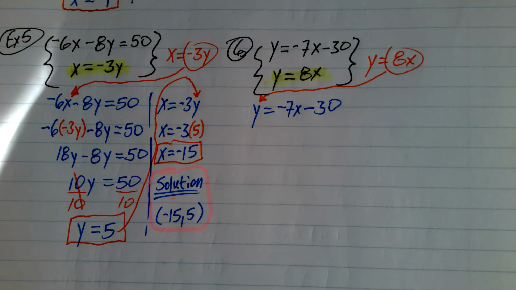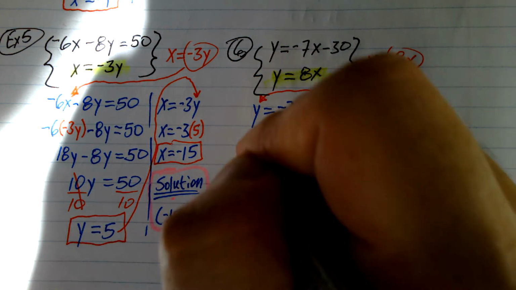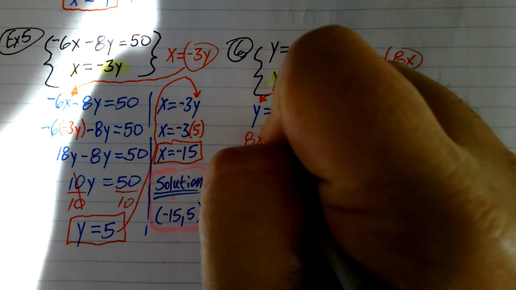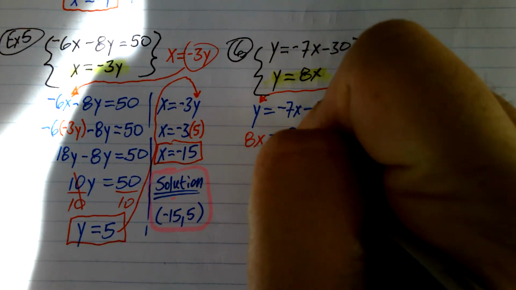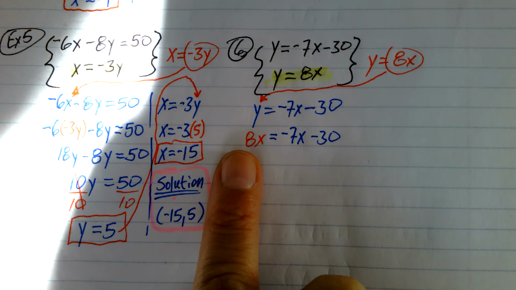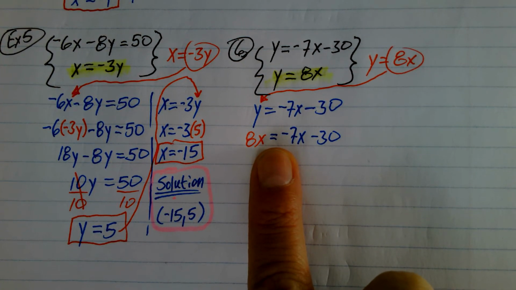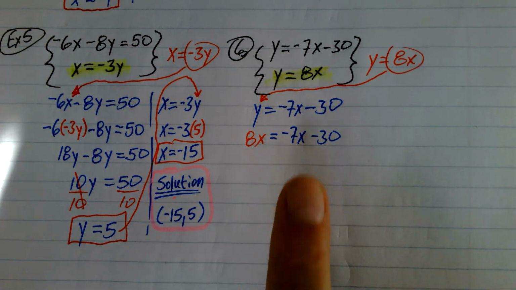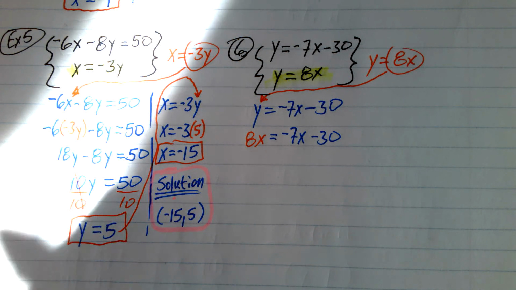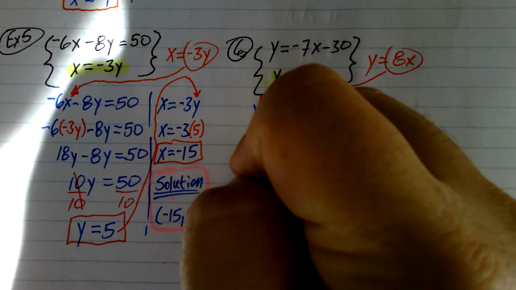Because what I want to do is replace y with 8x. So in place of y, I'm going to write down 8x in that equation. Let me do that. Okay. So I'm going to say 8x equals negative 7x minus 30. Okay. So now I got an equation, again, where variables are on both sides of the equal sign. So I want to get variables on one side.